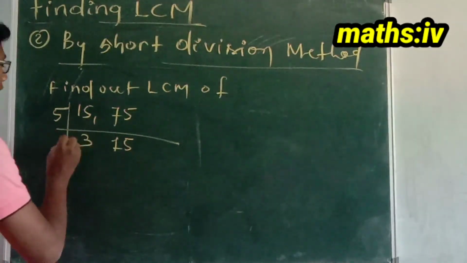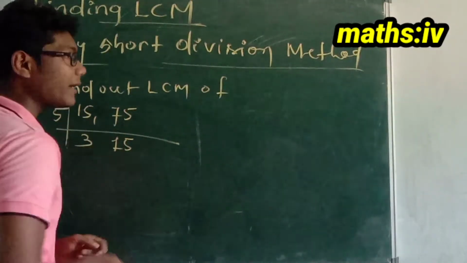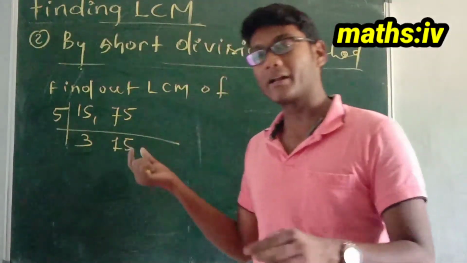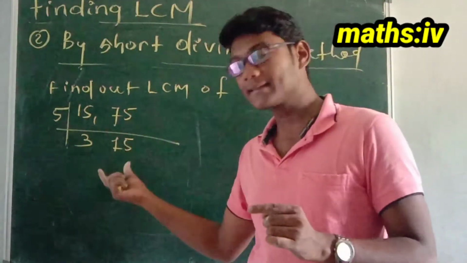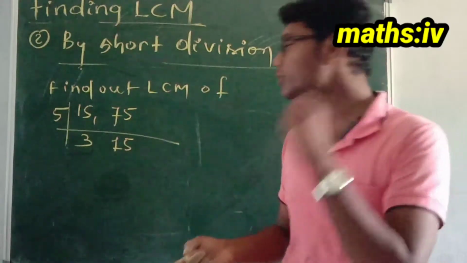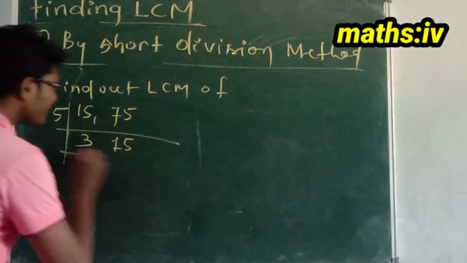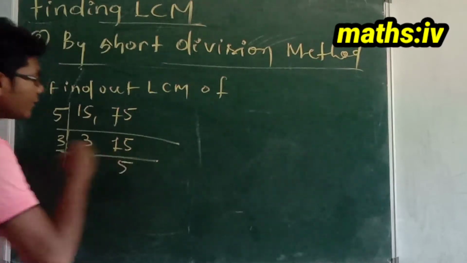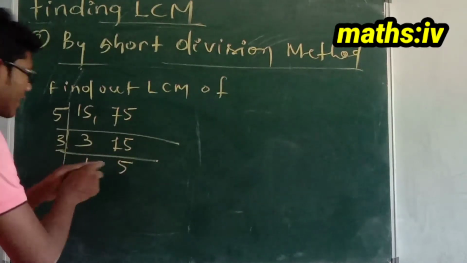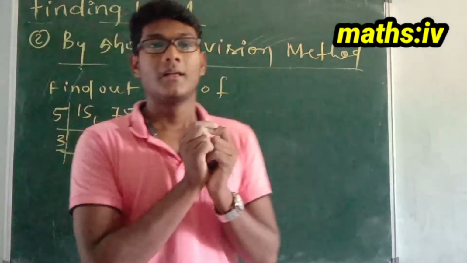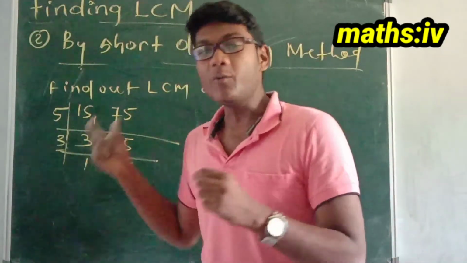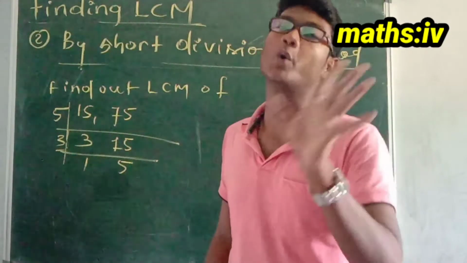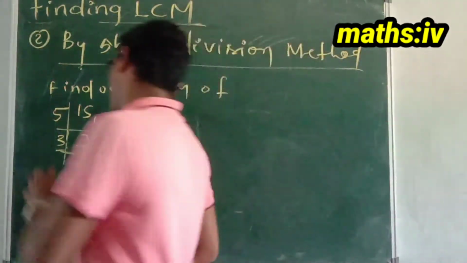Now, can you see both of them can be divided by a single number? Both of them can be divided by a common factor. Can you guess? Yes, 3. You are so genius, students. Now we shall divide by 3. 3 1s are 3 and 3 5s are 15. So this is 1 and 5. Can we say that 1 and 5 have a common factor except 1? No. So we should leave it.